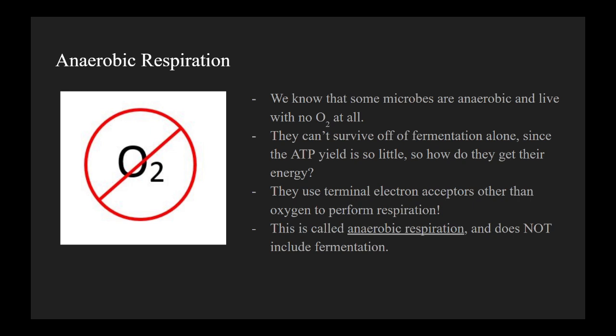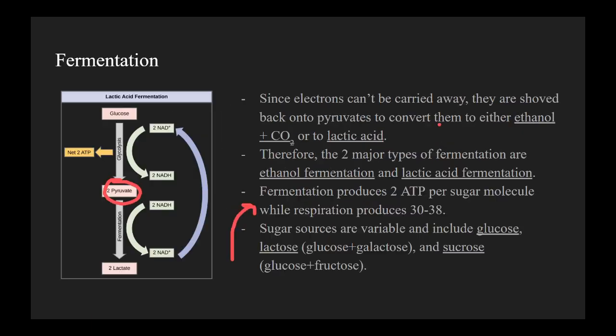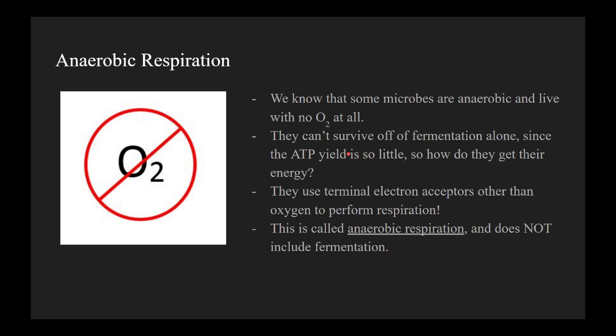And of course, you wouldn't expect them to only do fermentation for their entire life, because the ATP yield is so low, as we saw here. We only get 2 versus 30 to 38. So how do they get their energy? Instead of using oxygen as the terminal electron acceptor, they do the whole cellular respiration thing, except they use something else to take away the electrons at the end of the process. And this is what's called anaerobic respiration, again emphasizing that it's not including fermentation here.